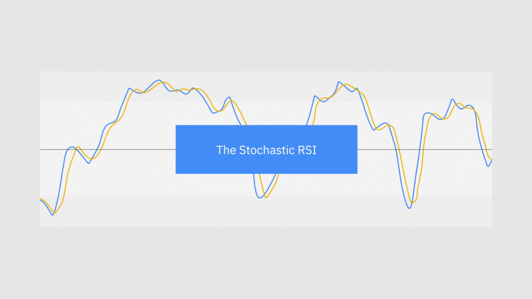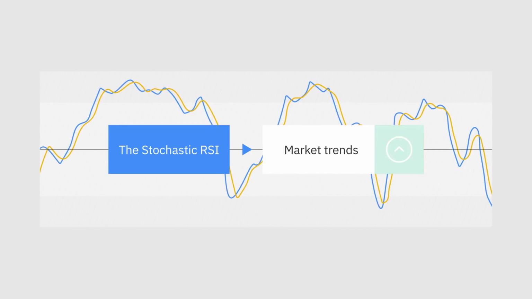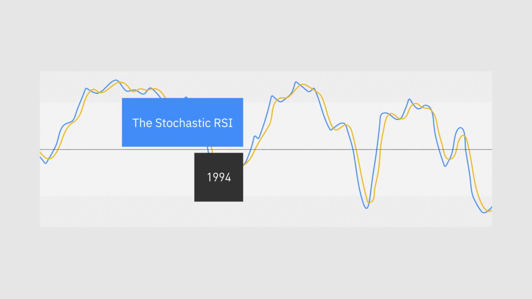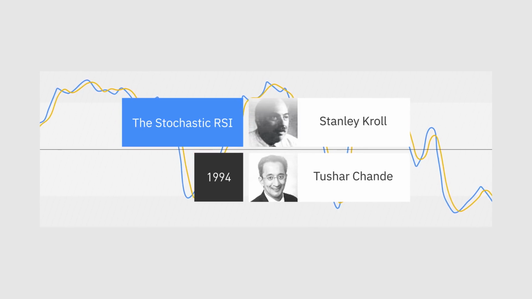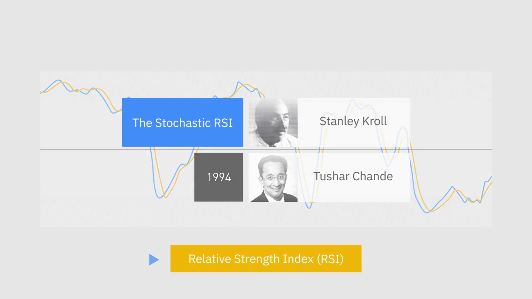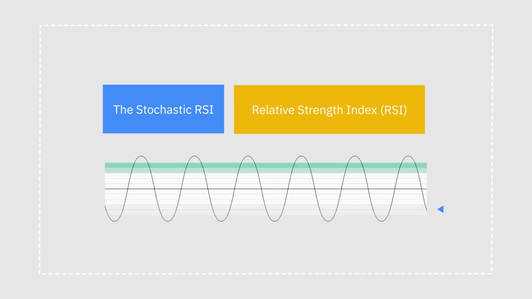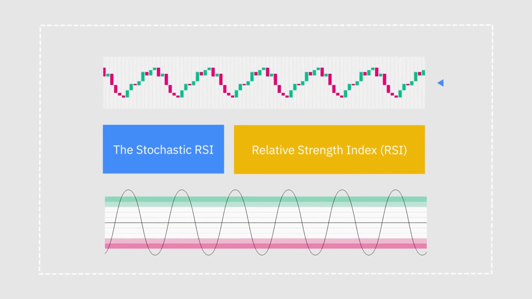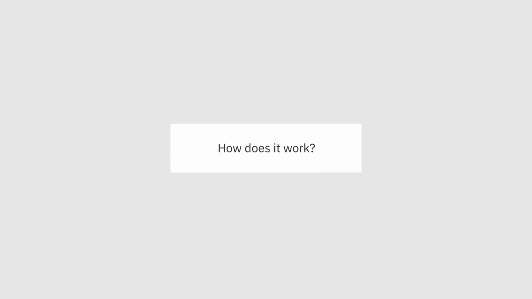The stochastic RSI is a technical analysis indicator used to identify market trends. It was created in 1994 by Stanley Kroll and Tushar Chanda with the goal of increasing the sensitivity of the regular Relative Strength Index, or RSI, indicator. Both of these indicators are oscillators used to identify overbought and oversold conditions by measuring changes in the price of an asset over a given time period. But how does it work?